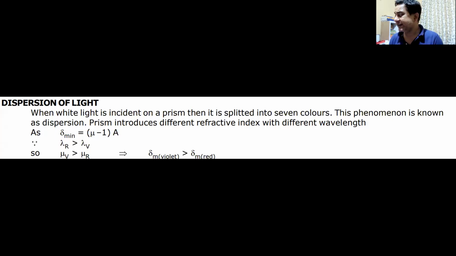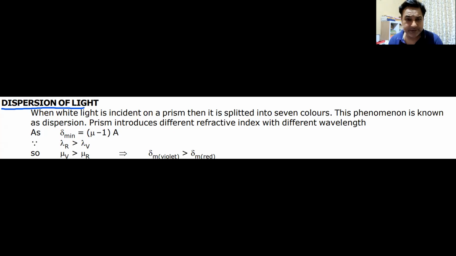Well, if you don't recollect it, not a problem. This is the time that you can understand what is dispersion. Now, can you read it and tell me? I hope you can see it on your screen. What is dispersion? Splitting of light. What do you mean by splitting of light?